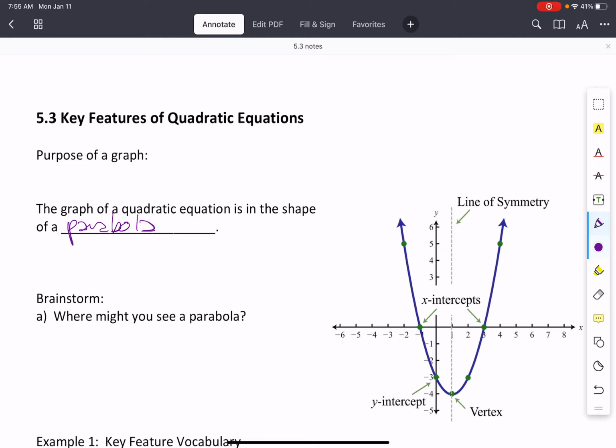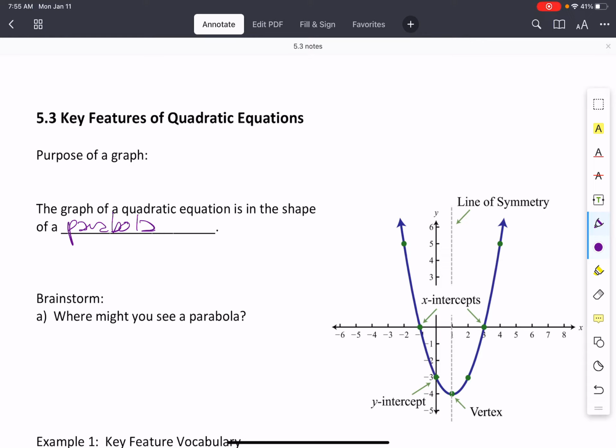Can anyone think of where in the real world you might see a parabola? Nowhere? Has anyone ever shot an arrow? The letter V? Well, how about the letter U? Okay, so if I shoot an arrow, it goes like that. Shoot a free throw. Basketball is an upside down parabola, right?